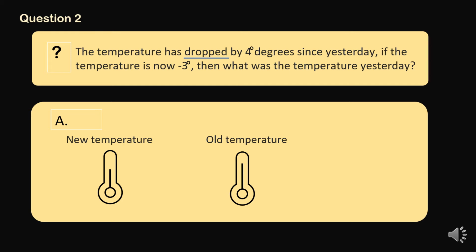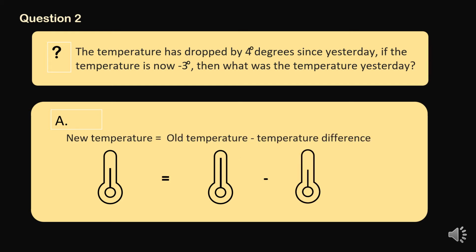The word dropped gives you an indication that the previous temperature was higher than the current temperature. So to make both values the same, I need to take away a temperature difference from the old temperature. This means my new temperature equals the old temperature take away the temperature difference. Remember that I'm taking away because the question clearly stated that the old temperature has dropped. So my clue in this question is the word dropped.